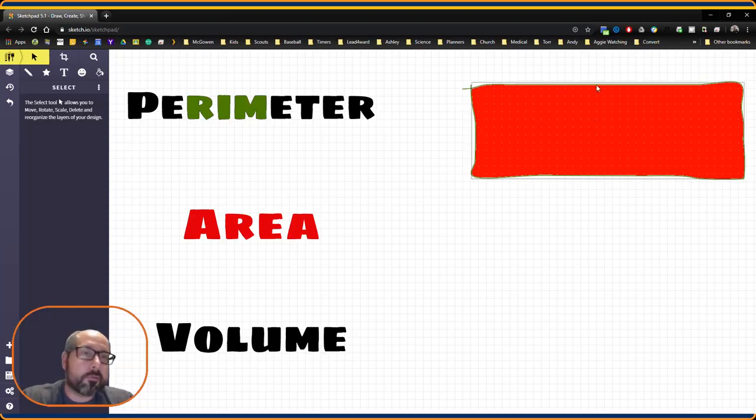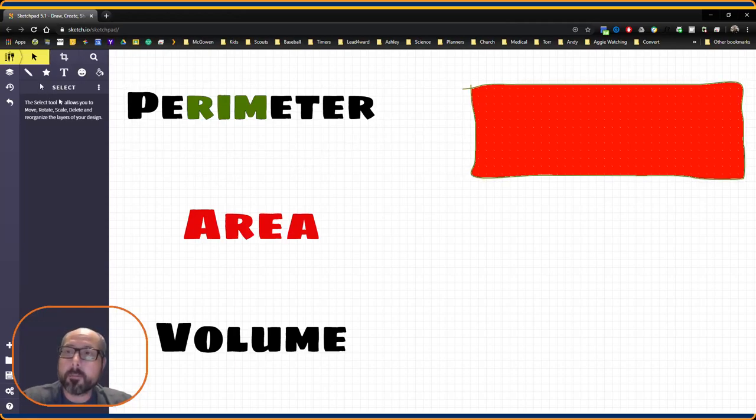Perimeter is going to be measured in straight lines. You'll see the line here, 1, 2, 3, 4, in this rectangle. Area is going to be measured in squares. So if we were to count up all these little squares, which I'm not going to do, we would get an idea of the area of this figure. Now, perimeter and area are very related, and you can see that in the diagram.